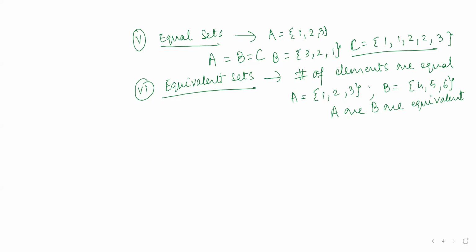Now, that was the type of sets. Now let's go into categories of set. These were the different types of set. Now let's go into categories of set.